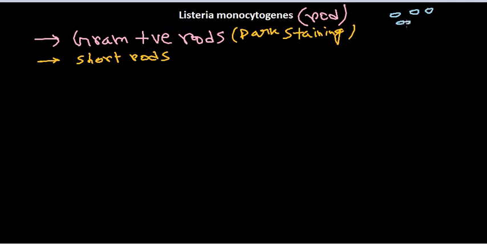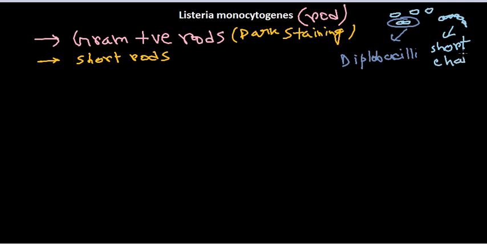Usually they can sometimes be found as diplobacillus, two rods all together. This kind of structure is called diplobacillus. So you can find them as diplobacillus, or we can also see that they are attached to one another to form a chain-like structure like this. So we can get short chains like that.